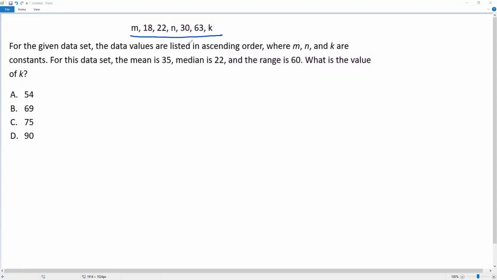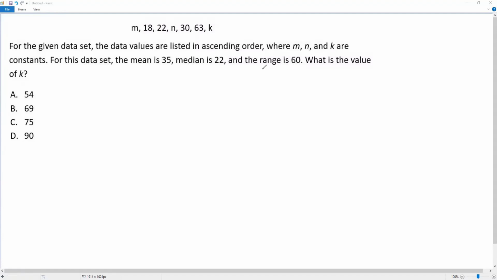Here we have the values of the given data set and these values are listed in ascending order. That is, the values are listed over here from smallest to greatest. The smallest one is m, the greatest one is k. Here we have three measures for the given data set: mean, median and range.